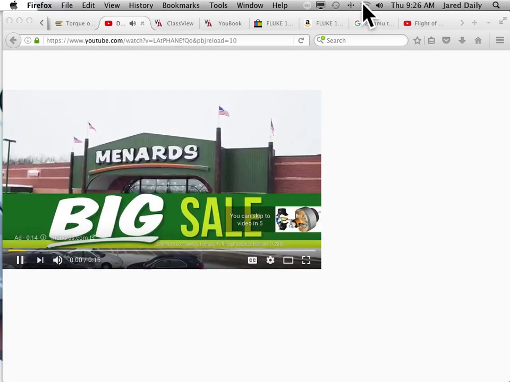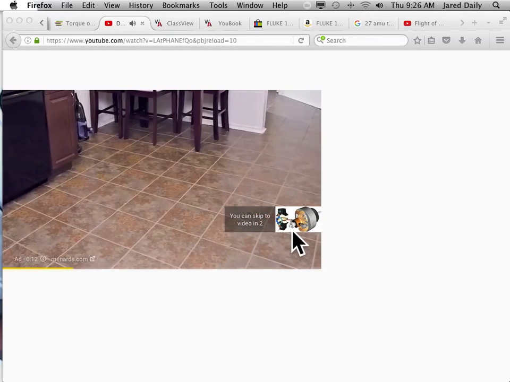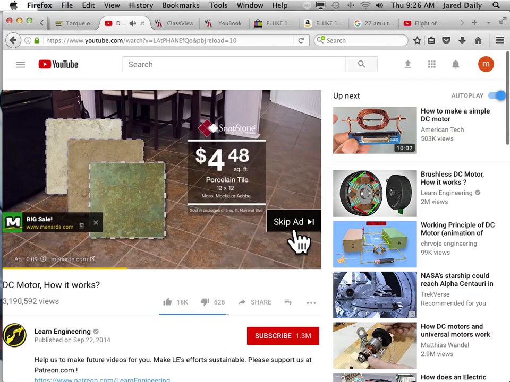Let's just do this. Save big money now during the Menards Big Sale. Update your floors with Snapstone porcelain tiles. 12 by 12 tile is $4.48 a square foot.